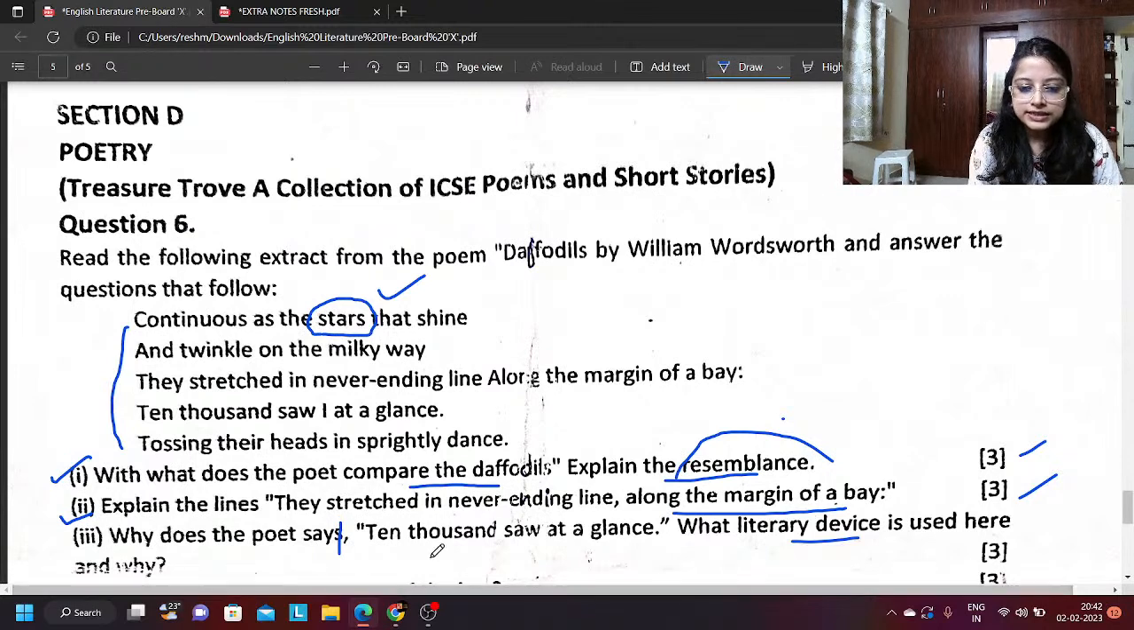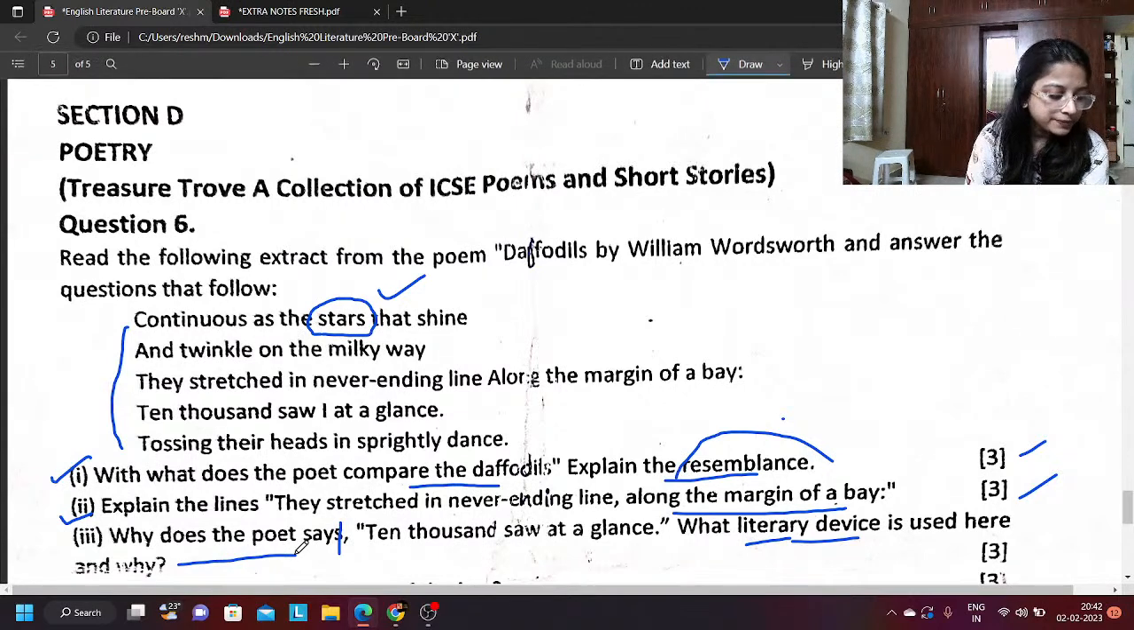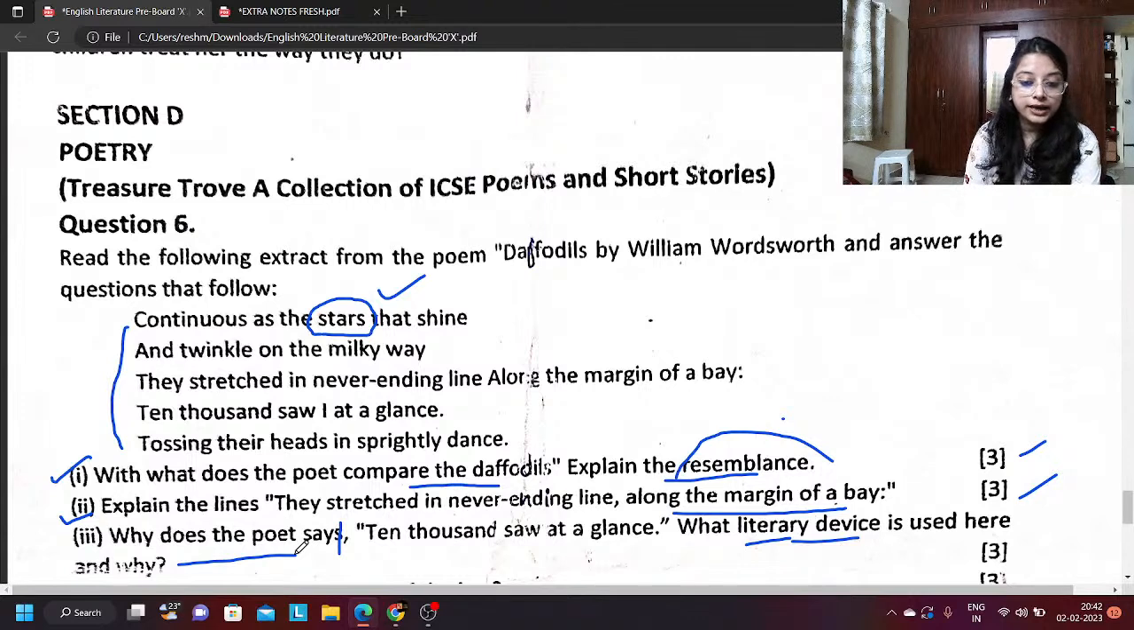So why does the poet say 10,000 saw at a glance? This one is of course what literary device is used over here. Why does he say this? What literary device is used here and why? So why का आंसर क्या होगा? Why का 3 parts है इसके, ठीक है? No, don't immediately jump onto hyperbole. इसके पहले भी एक question है ना कि क्यों 10,000 saw I at a glance बोला? Why? This is also a question.